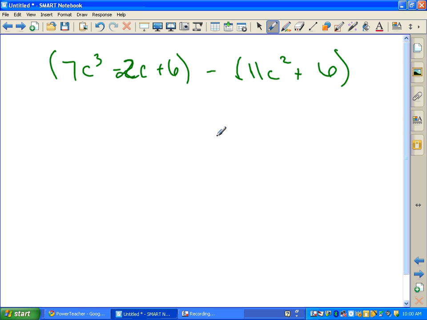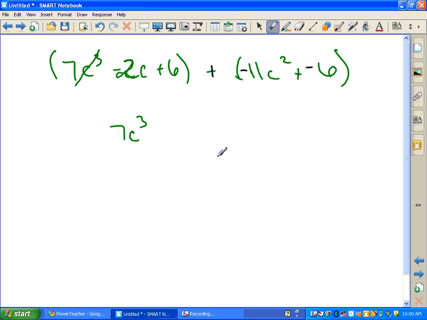This one, same thing. I'm going to start adding the line, change the sign, change the sign. Now I just need to look for like terms. Well, I want it in standard form, so I'm going to start by finding the highest exponent, which is the c cubed. There are no other c cubes anywhere, so this is just going to come down. So I start with a 7c cubed. Okay, so I've got that term taken care of.